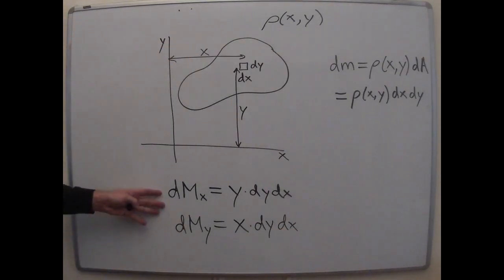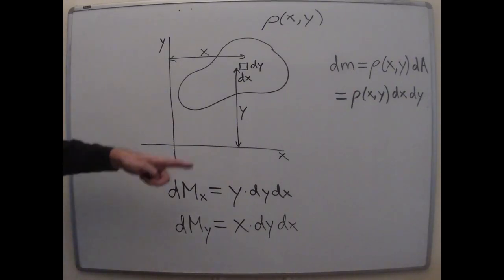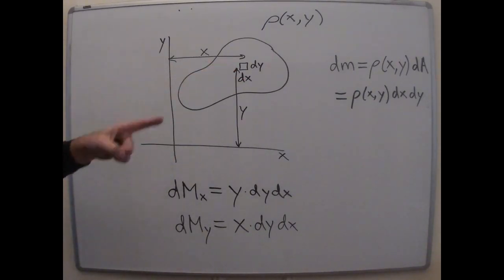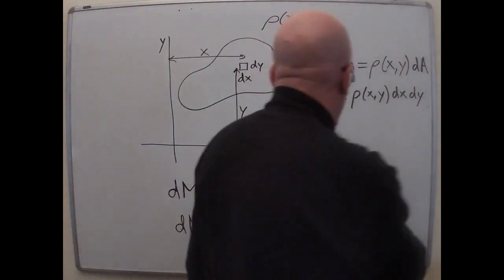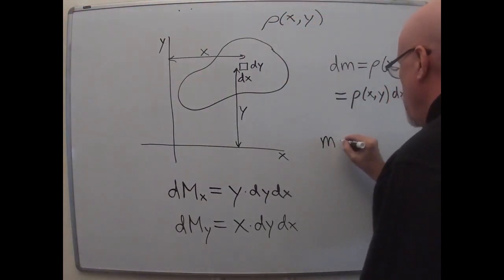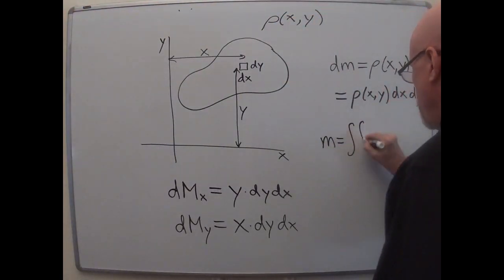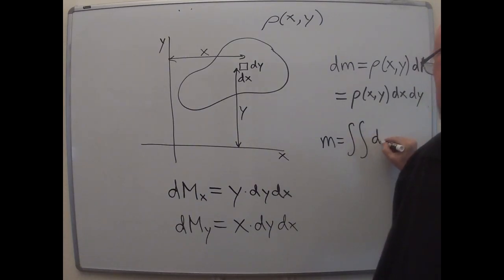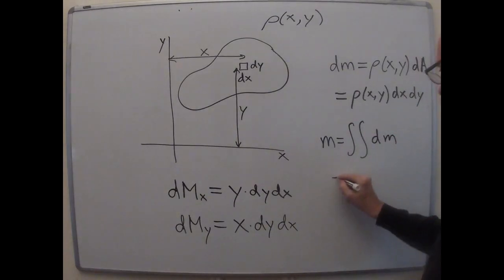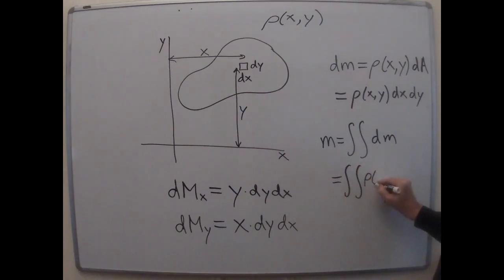So we're going to get moments by integrating, but we'll get two of them, one for x, one for y. We'll get mass by integrating. We'll only get one mass. That is, our actual mass will be the double integral of differential mass, which is to say it's the double integral of rho of xy dx dy.